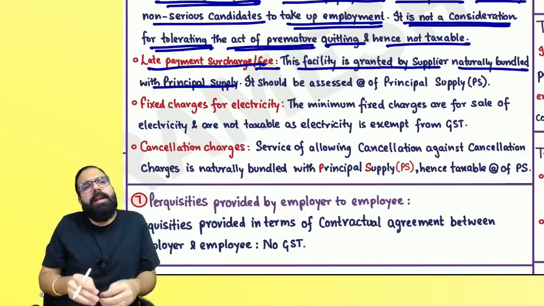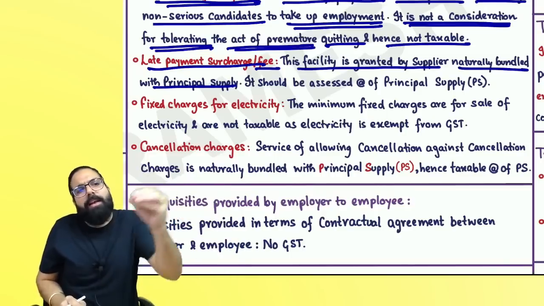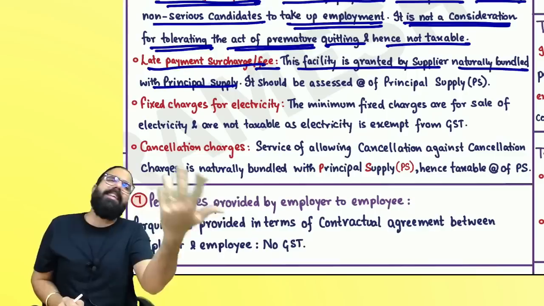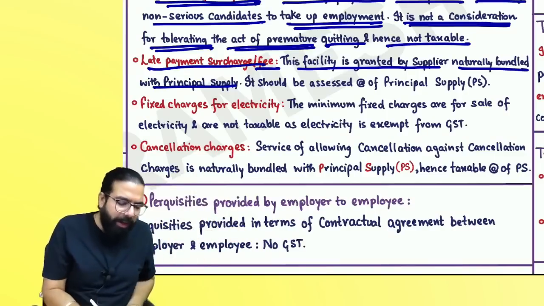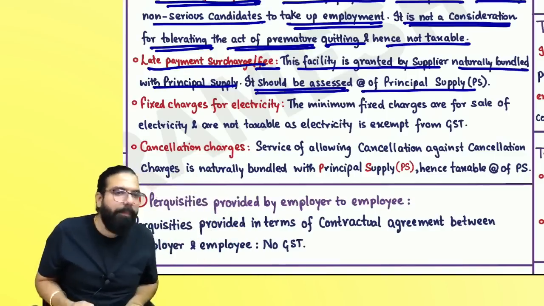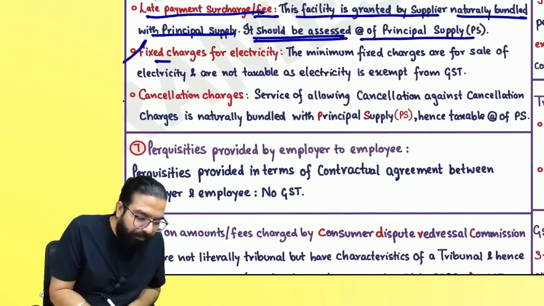So suppose I am giving a telephone connection, and for the telephone connection I am receiving 1,100 rupees, and I have taken a late fee. That is a natural bundle, and the government says in that scenario the late fee etc. which is collected will be assessed at the rate of the principal supply. Remember fixed charges for electricity.